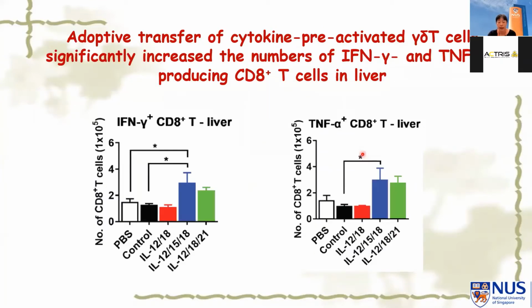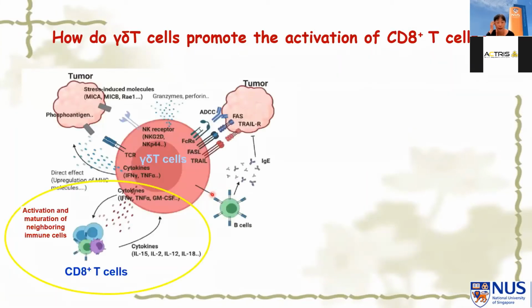Not only that, as we mentioned, they also have regulatory functions, right? So if you look at the host CD8 T cells in the liver, they also increase their interferon gamma production when we have the triple stimulated gamma delta T cells adoptively transferred. So there is an enhancement of the host cytotoxic T cells there.